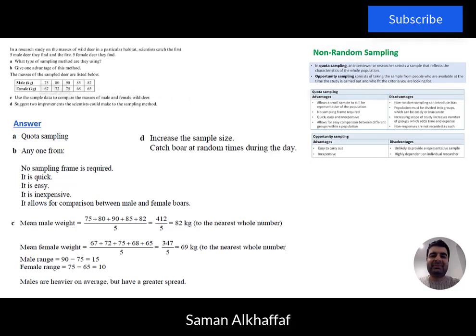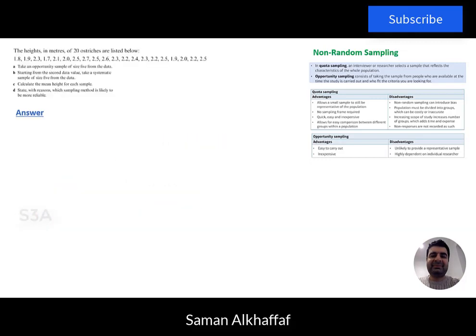For part D, suggest 2 improvements the scientists could make to the sampling method. Increase the sample size, catch deer at random times during the day. So this will be our answer for this question. In this example, the heights in meters of 20 ostriches are listed below. So we have all the numbers shown.